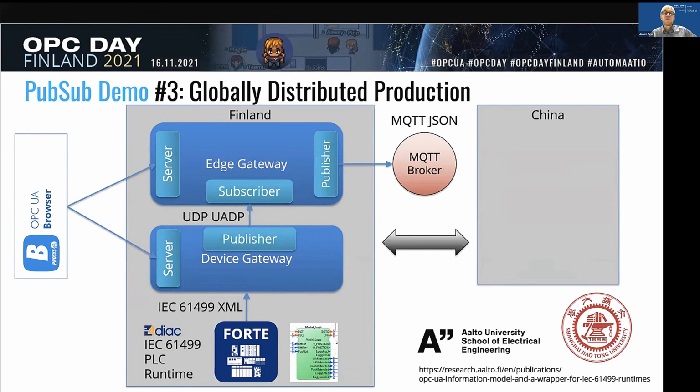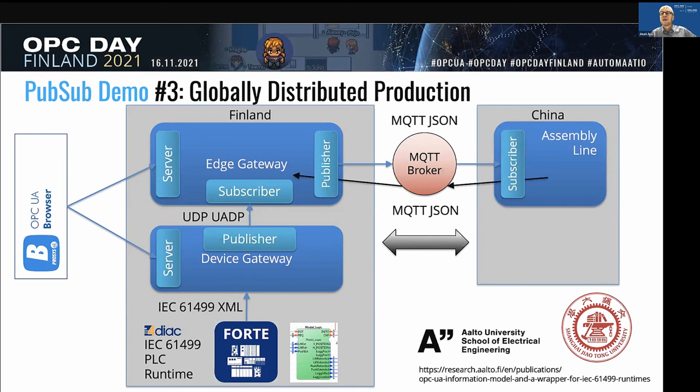And on top of that, we finally go towards China by publishing data through an MQTT broker that is then subscribed to in China, where they are running an assembly line. And from the assembly line, they are sending their own MQTT JSON back to us that we can use.